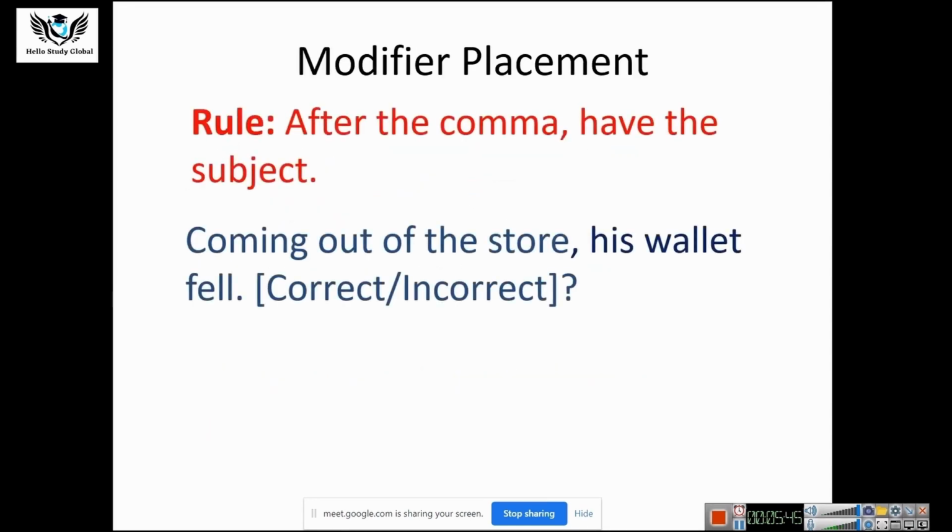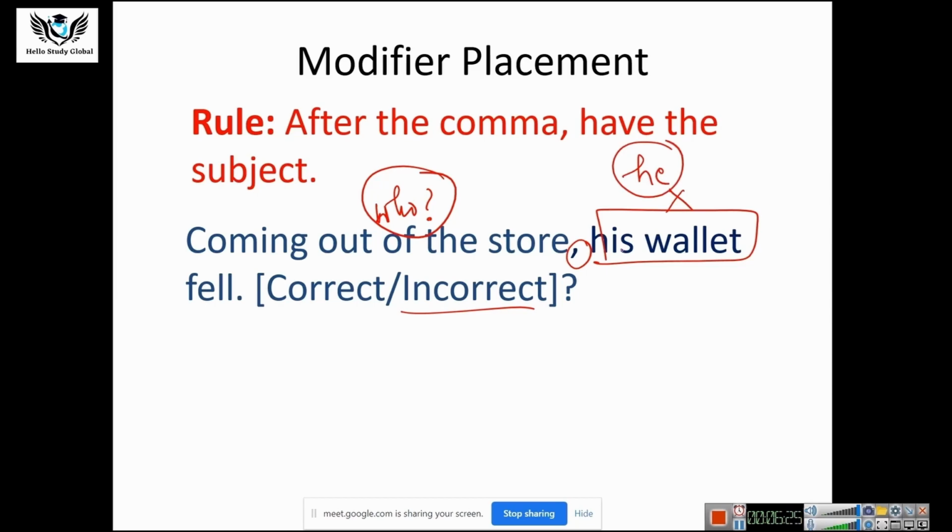Now, coming out of the store, his wallet fell. Is this sentence correct or incorrect? Now the sentence is incorrect. Why is it incorrect? Because coming out of the store, so after the comma we should begin with the subject. So you can simply ask yourself a very simple question, who was coming out of the store? Was his wallet coming out of the store? No, his wallet cannot come out of the store, right? The doer has to come out of the store. So coming out of the store, who was coming out of the store? He was coming out of the store.